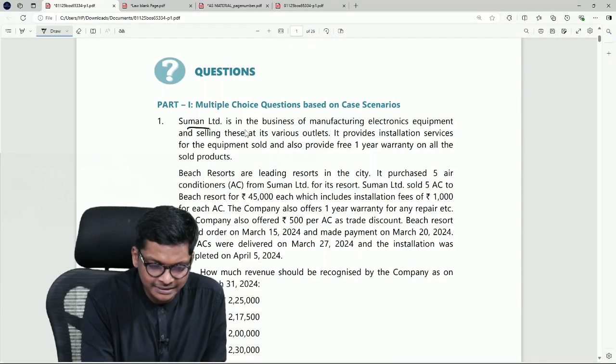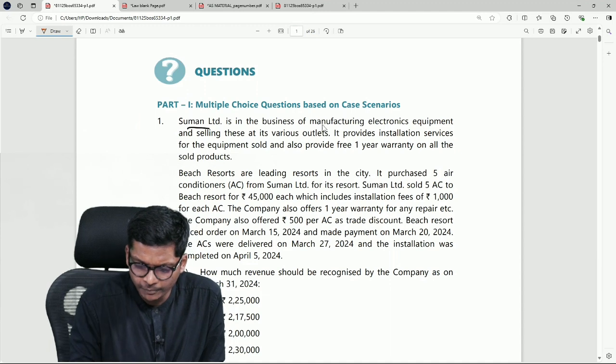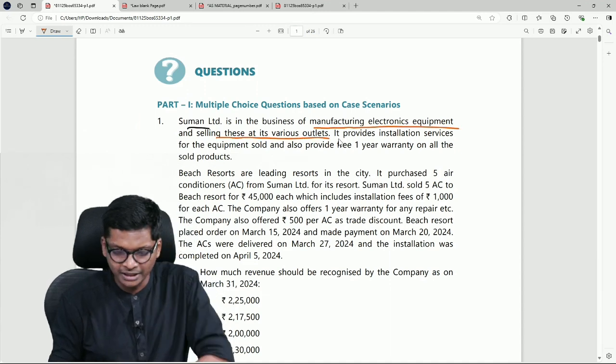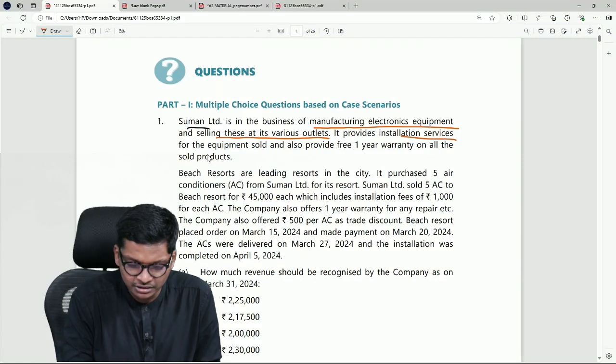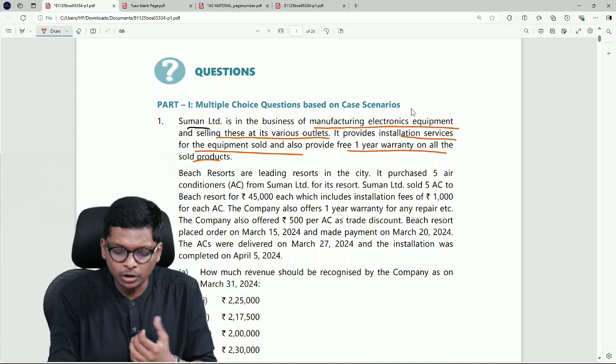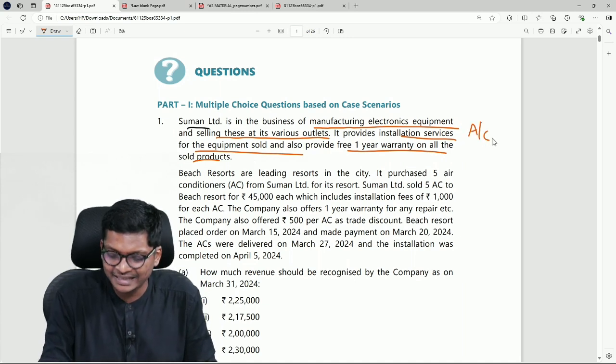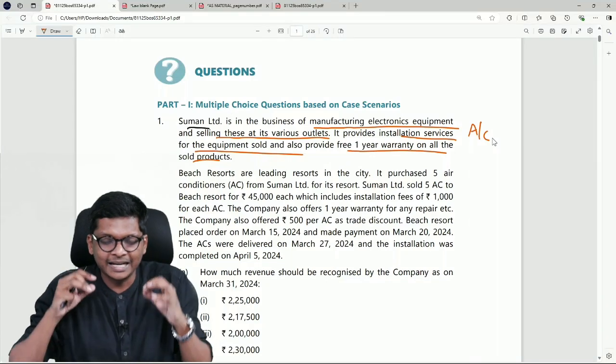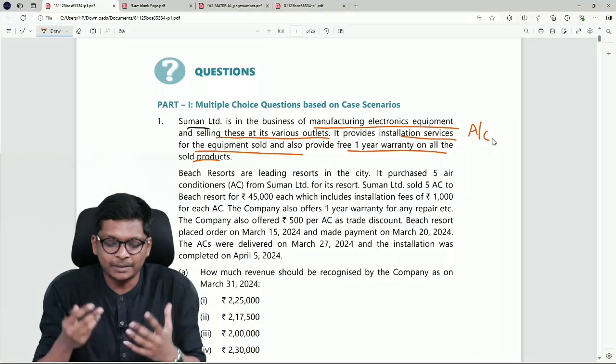Suman Limited is in the business of manufacturing electronic equipments and selling these at various outlets. It provides installation service for the equipment sold with 1 year warranty. What electronic equipments? For example, let's take AC. They are selling AC and they are also installing AC and giving 1 year warranty. Just taking example of AC.